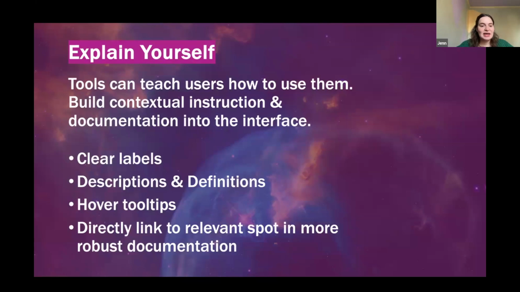And the way you can do this is by clearly labeling things, having descriptions and definitions in context nearby the area that it's being used. And you don't always have to have them shown. You can have them shown in the moment through a hover tooltip, for example. And then if something might require more complex documentation, you can give a direct link to that spot in a more robust documentation. But you don't just link them to the general documentation and expect the user to have to search through and find the point. Bring them to the moment that they need.